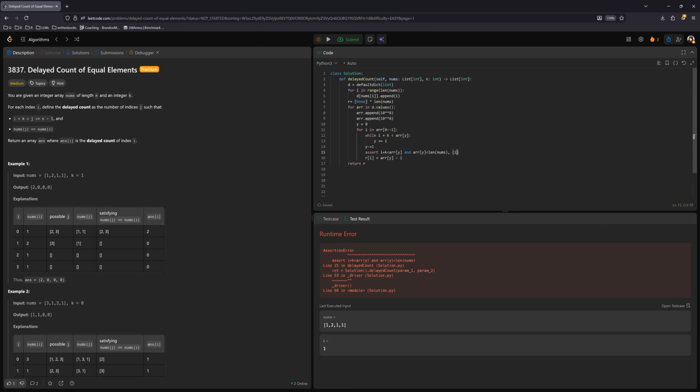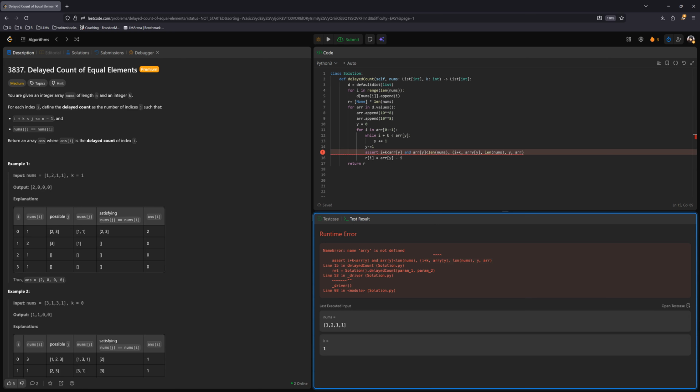So, I plus k, ARR of y, length of nums, y, and ARR. Let's find out why it's throwing this assertion. ARR y is not defined. Okay. Very, very big. Very big. But this should have reverted it, right?